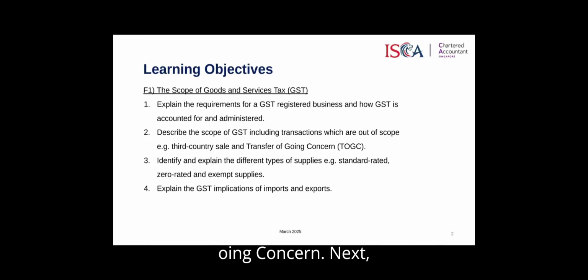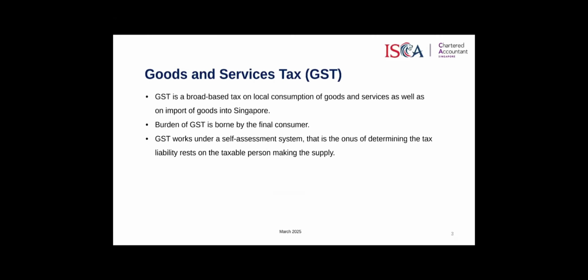going concern. Next, identify and explain the different types of supplies, for example, standard rated, zero rated, and exempt supplies. Last but not least, explain the GST implications of imports and exports.